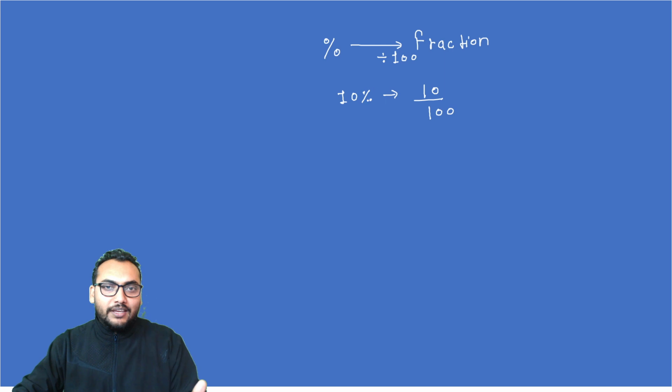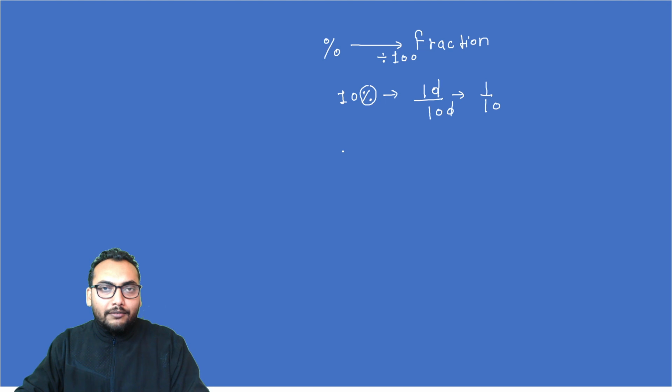Actually, we are doing nothing but changing this percentage sign into 1 upon 100, and then we are getting 10 upon 100. So we can cancel out this 0 and 0, and we will get 1 upon 10.